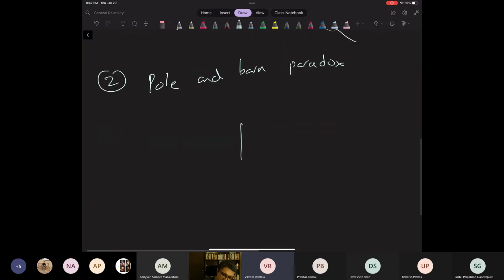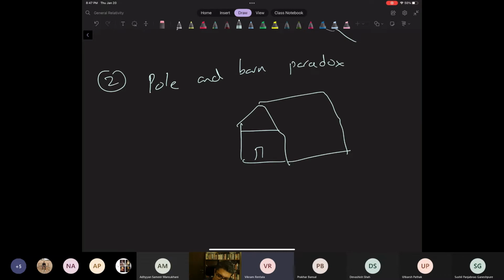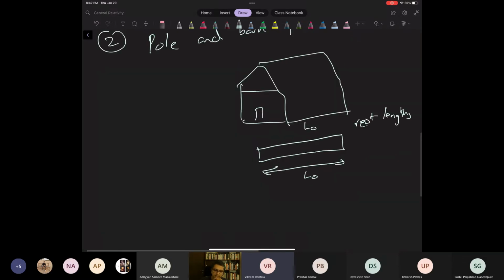Basically, you have a barn which has a proper door, and there's a rod. This barn has a length L0, and the rod has a length L0. These are the rest lengths. Now you have someone standing at the gate, holding the gate open, and there's someone holding this rod.